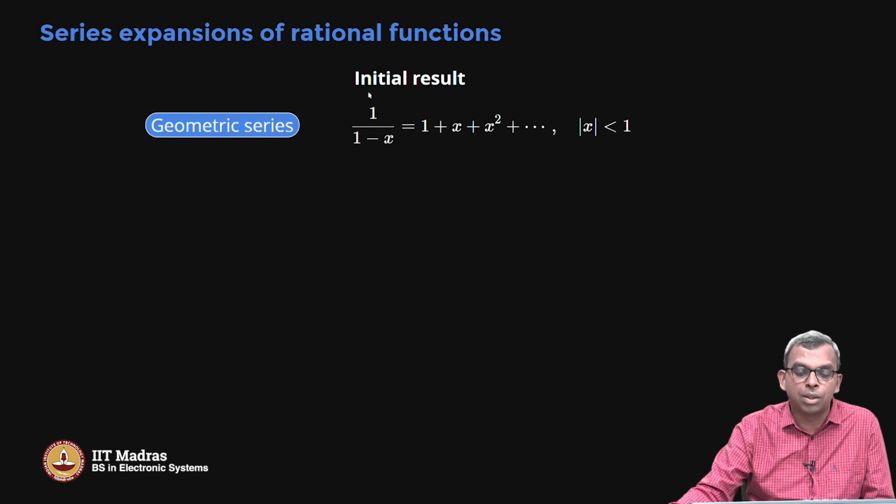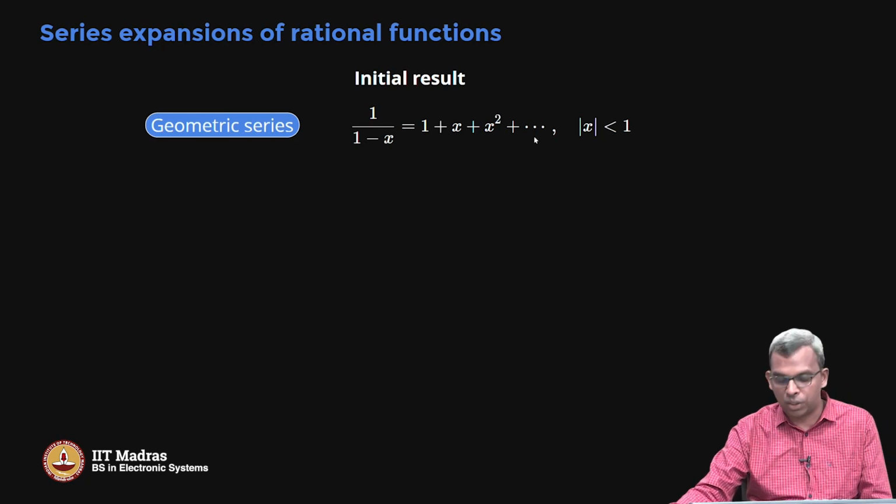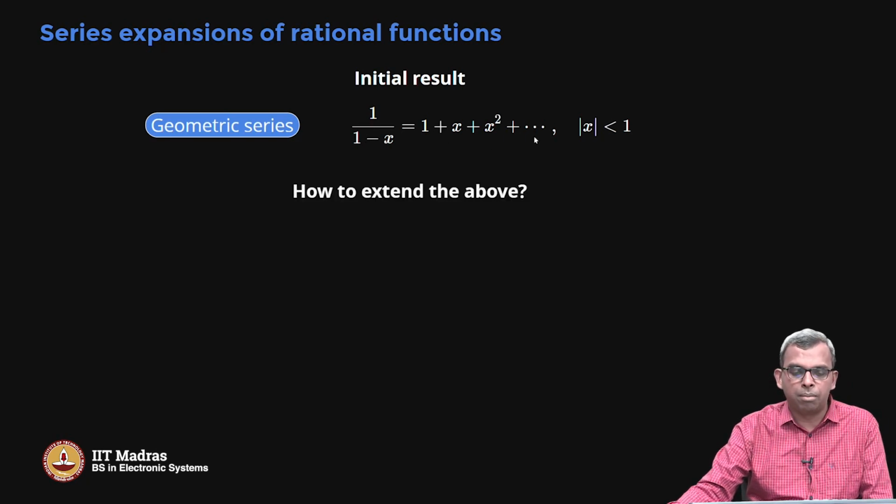So for a rational function, see, 1 by 1 minus x is a rational function, right? Numerator is a constant polynomial, denominator is a polynomial of degree 1. So this is a rational function, so it has a power series expansion of this form.